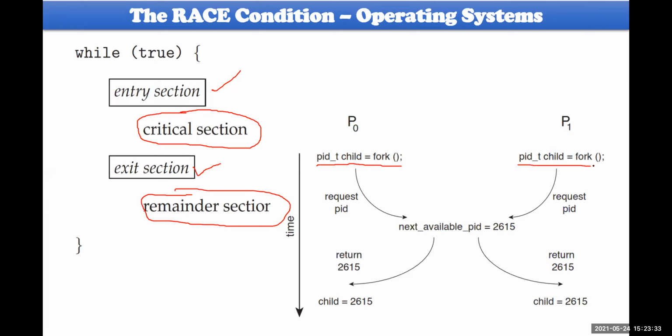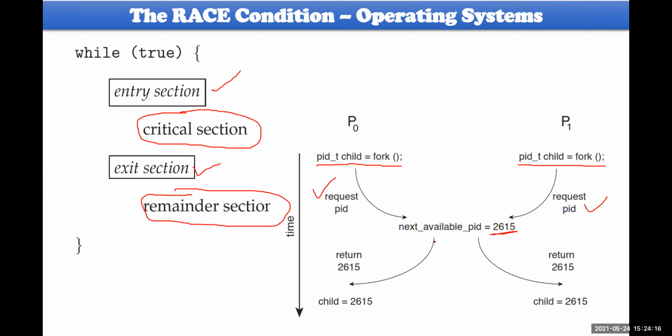And P1 also performs the same operation at the same time. There is not even a petasecond of gap. Immediately, at the same time, P1 also performs the same. After the fork operation is performed, the first operation will be a request for a process ID. A process ID is a unique value which is allocated to every process by the operating system. So P0 is requesting for that, and P1 is also requesting for that. The next available process ID will be 2615.